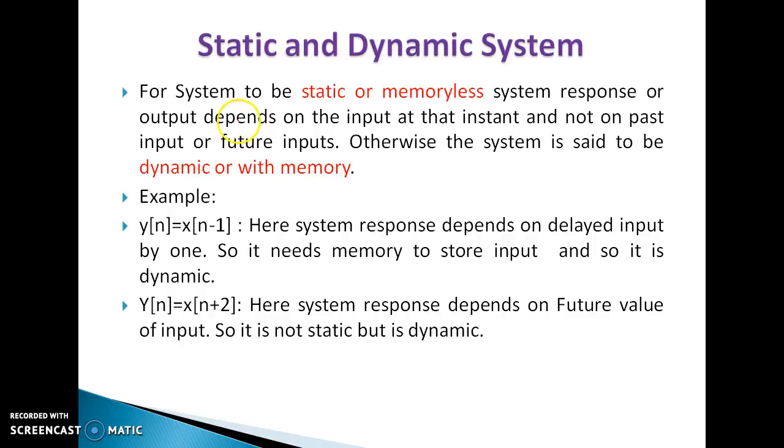Static and dynamic. A system is said to be static if the output of the system at any time instant, or for any sample, depends upon the present input, not on the past or the future inputs. Otherwise, the system is said to be dynamic, and you need memory to store the future or the past inputs. So dynamic systems are also known as systems with memory, and static systems are known as memoryless systems.